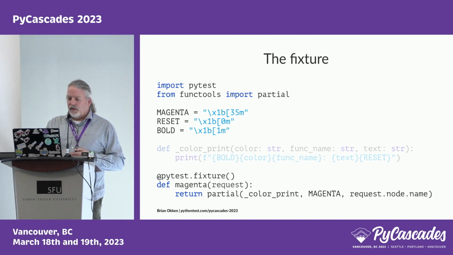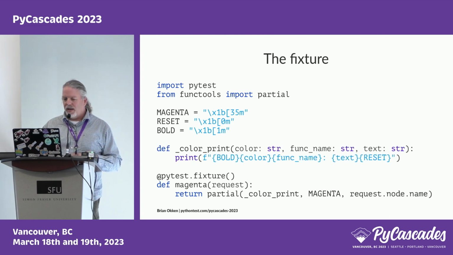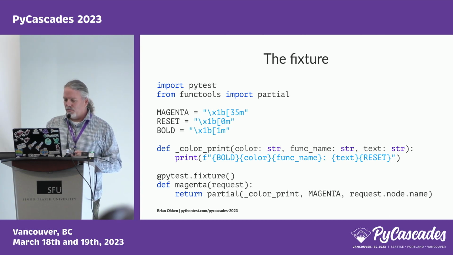Okay, so I'm partially binding color print. I'm passing in magenta. request.node.name looks weird, and it's just the name of the test function. It's one of the ways you can get the test function name. So that's how we're getting it. And then our color print function just takes a color, the string, which is one of these magenta in this case, the function name, which I'm getting from request.node.name, and then some text. And that's what I'm getting from the test. The test passes that in, so that's the unbound parameter to color print. So that's cool. And then it just rearranges those in a nice order so that the output prints out.